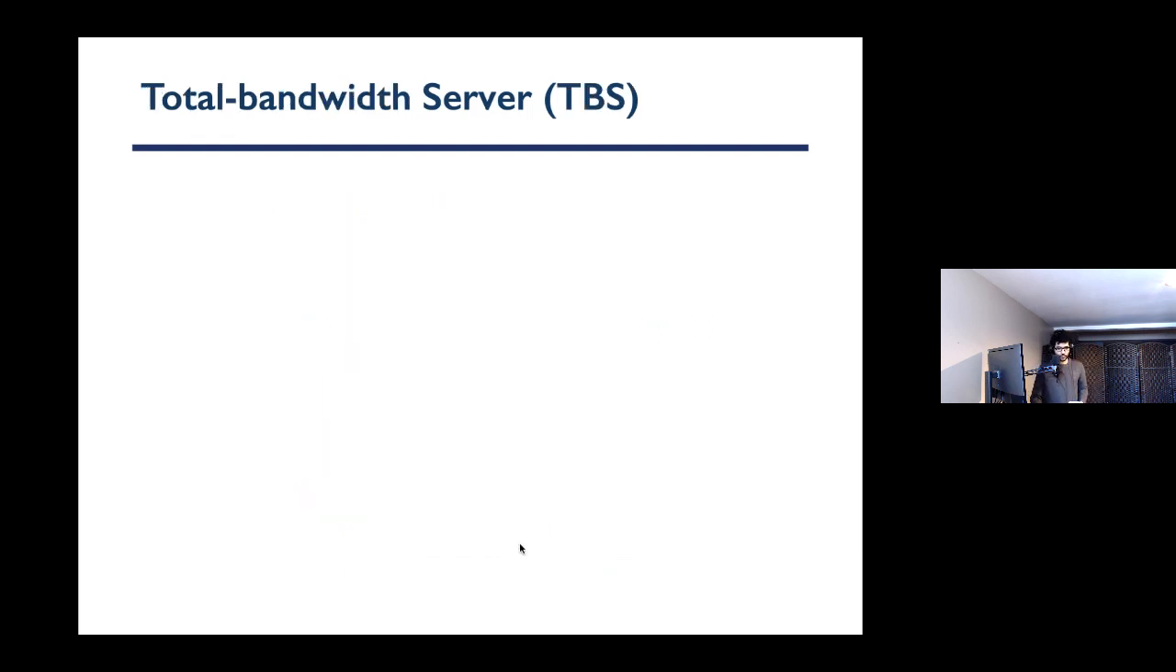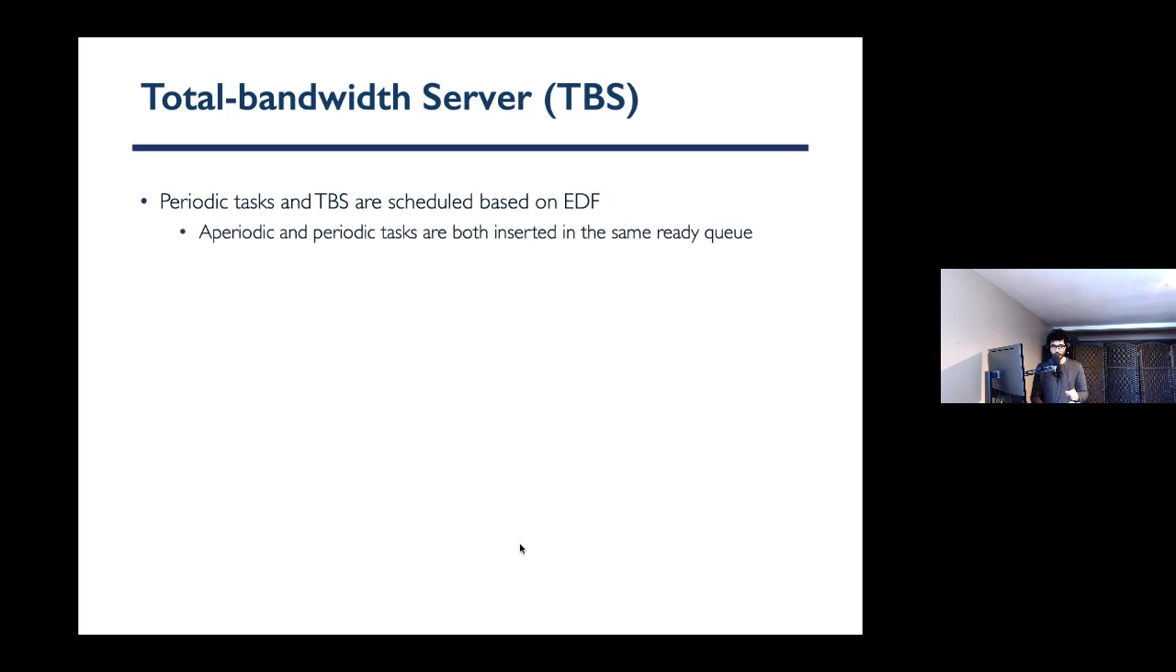Okay. Now this is the last priority server idea I'm going to throw out. So far we've seen two, polling server and deferrable server. And now this is the total bandwidth server. It's a little bit more involved. The first two use RM. This one uses EDF. So the main scheduling policy is EDF.